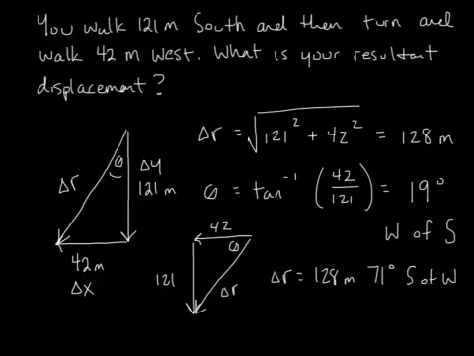So 19 degrees west of south and 71 degrees south of west are actually the exact same direction. One tells me face south and then turn 19 degrees towards the west. The other one tells me face west and then turn 71 degrees towards the south. And in both of those cases we'd end up facing exactly the same direction. Alright, let's look at another example.